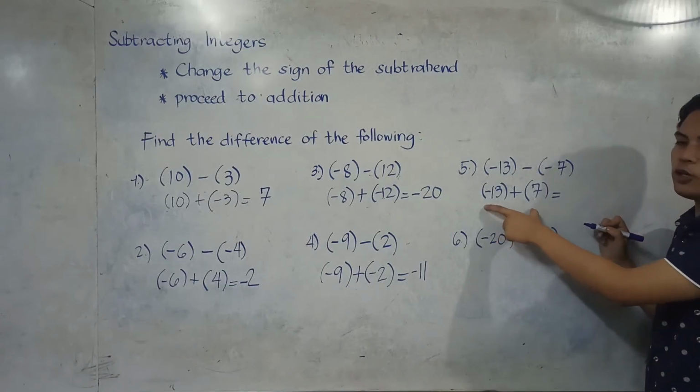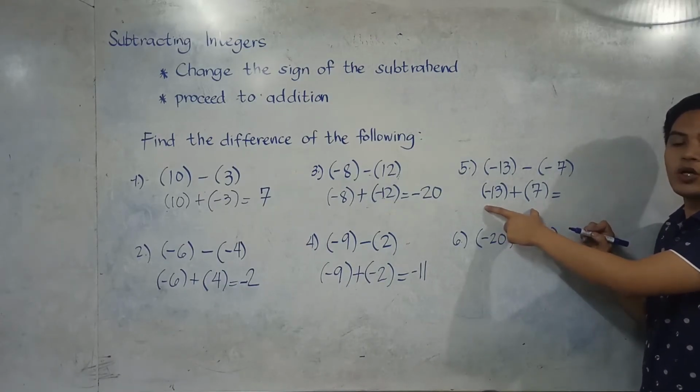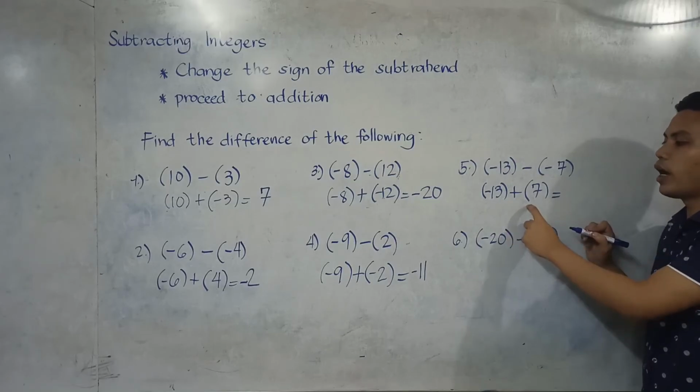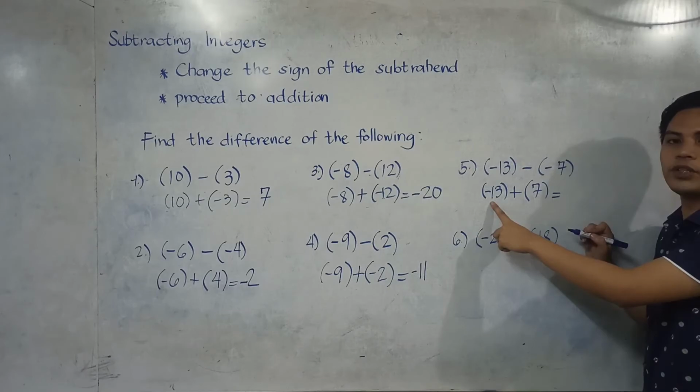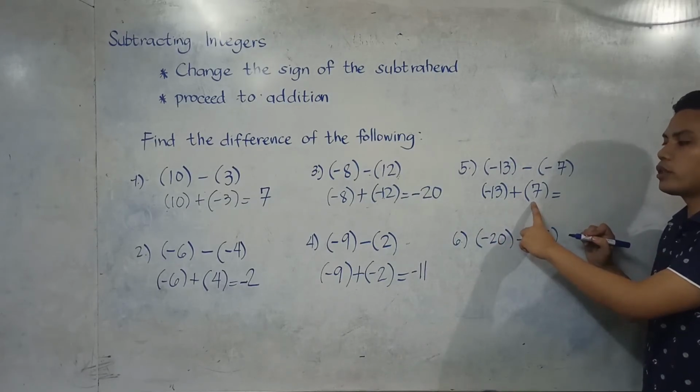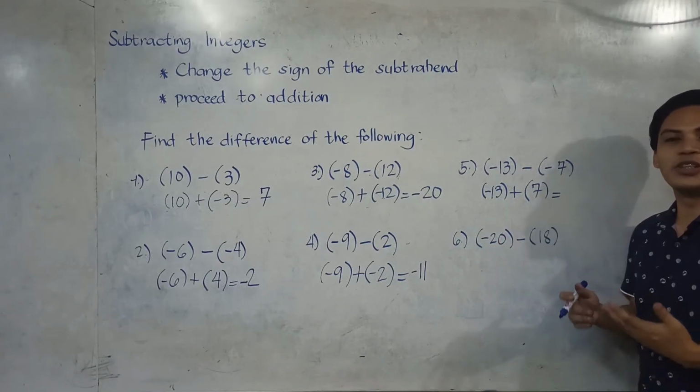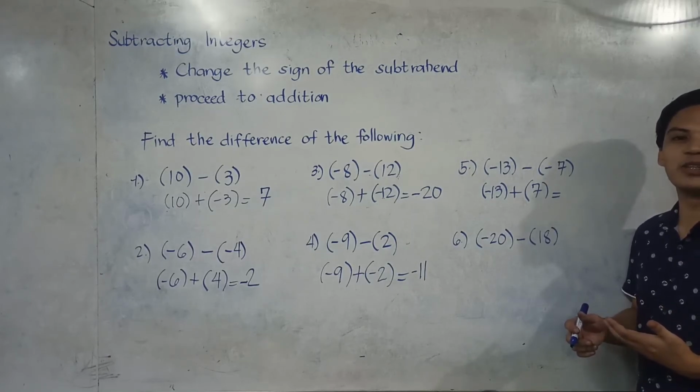Okay. LAP or USG. So we're going to use USG kasi they have unlike signs. So what's the absolute value of negative 13? That is 13. What's the absolute value of 17? That is 17. 17 minus 13, that is equal to 4.